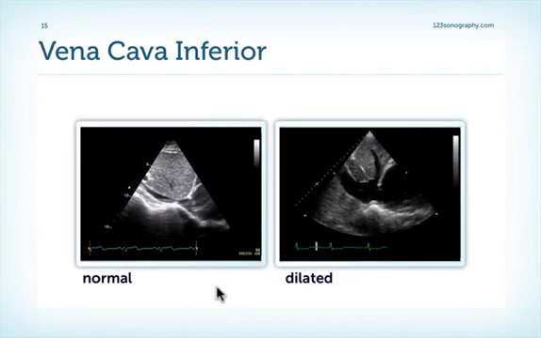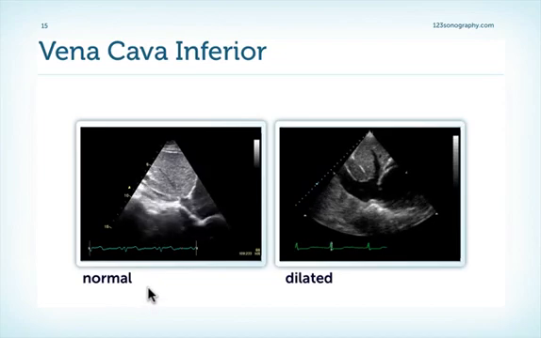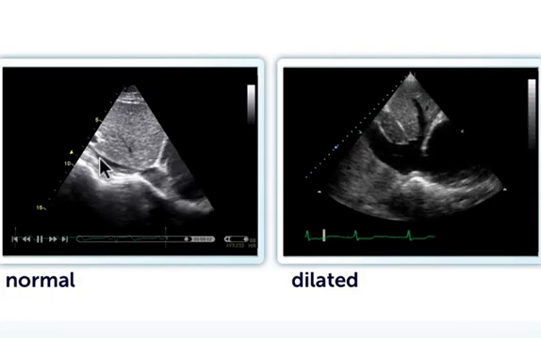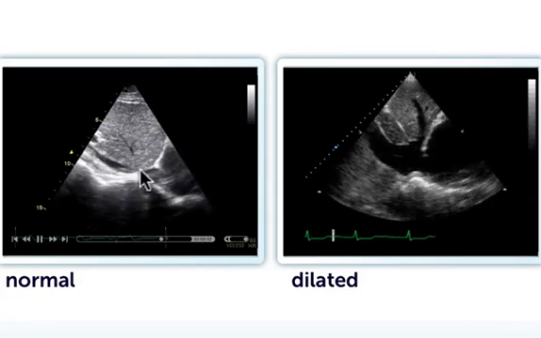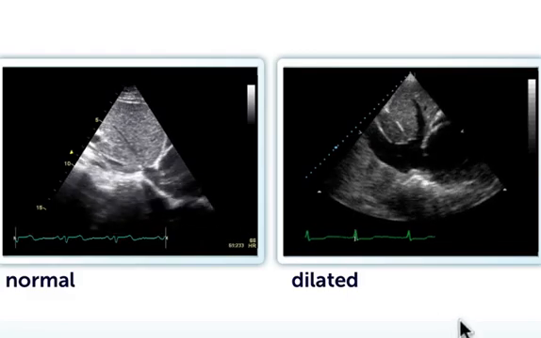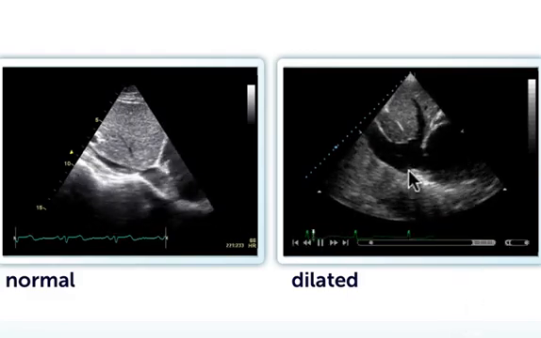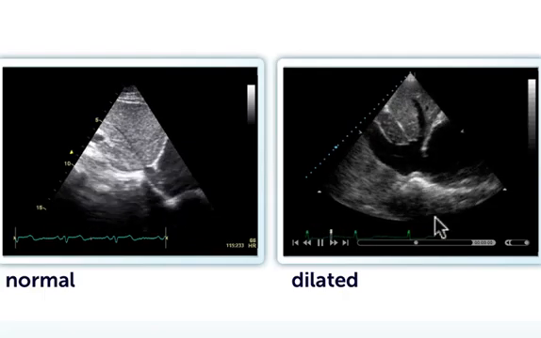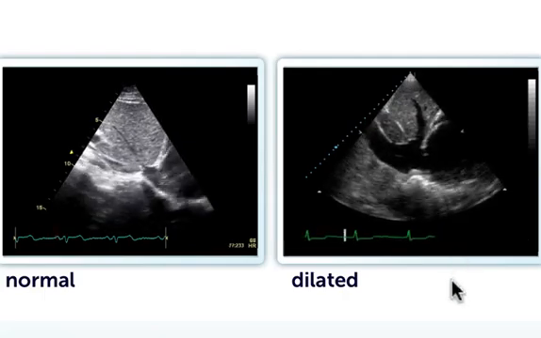Here are two examples of the vena cava inferior. On the left with normal right atrial pressure, the vena cava inferior is small. It completely collapsed during inspiration. There's almost no lumen visible. On the right-hand side, we see a massively dilated vena cava inferior. The diameter is probably almost 35 millimeters.